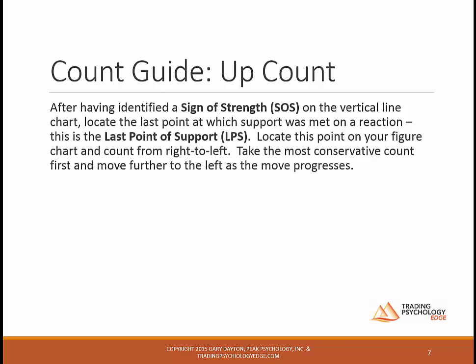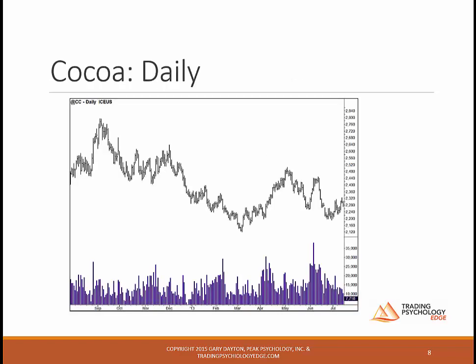So the first thing we need to do is identify a sign of strength on the vertical line chart. Then we're going to be looking for a reaction after that sign of strength, and then see support come in on that reaction. That's what we call the last point of support. That's where we take our count from. And as I say, we're going to use cocoa here from a couple of years ago, and we're just going to start with this.